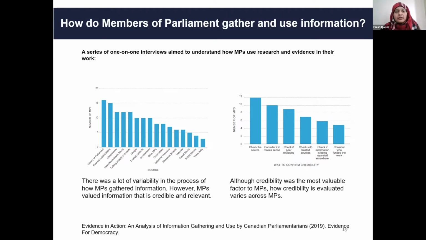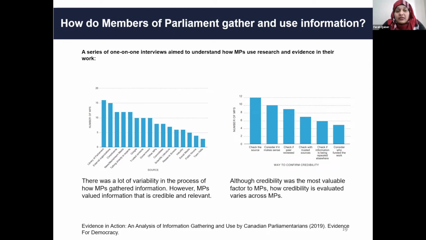I will flag though, even though we're talking about members of parliament, it's important to remember that members of parliament are supported by staffers in their office. So it's not the MPs always directly looking for information, but also their staff. But from just this question alone, you can see just how much variability there is in the information that members of parliament consider when making a decision.